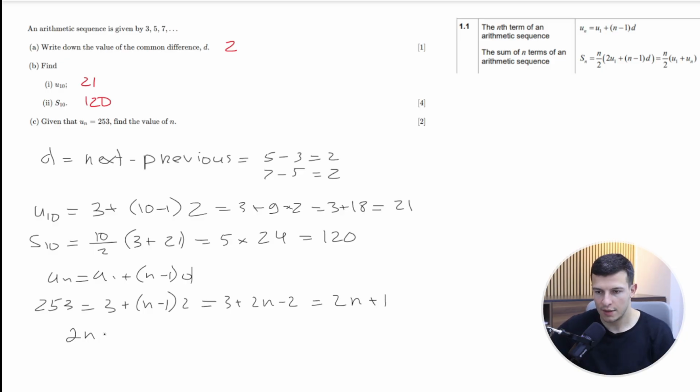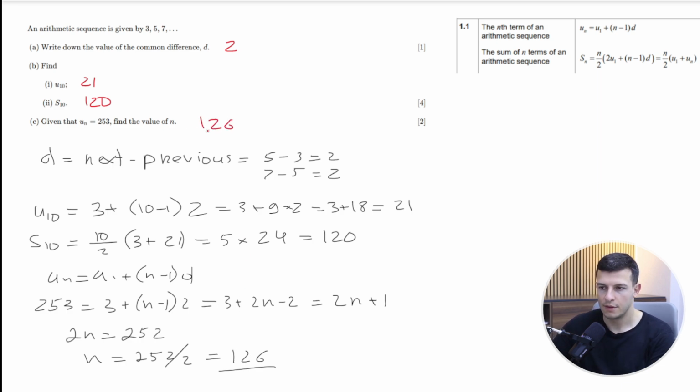Then 2n is going to be equal to 252. And n is going to be 252 divided by 2, which is, let's see what that is, 126. So what we learned from this one is the 126th term is going to be 253.